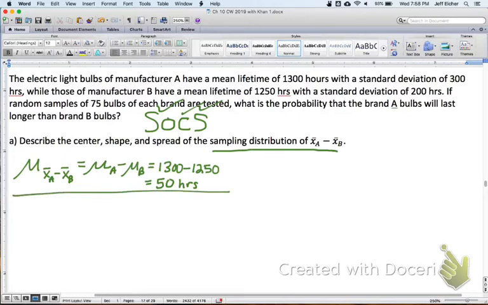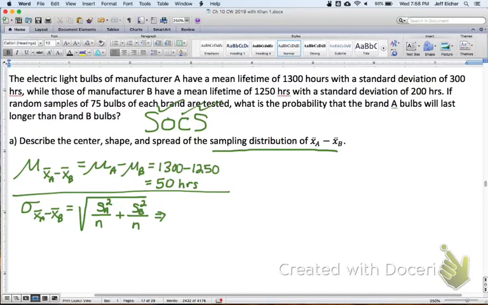We'll do the spread next. The spread, the standard deviation of x bar A minus x bar B, equals... Now we have a special formula that we use with sampling distributions of the difference in sample means. And that formula looks something like this: the square root of the sample standard deviation of A squared over n, plus the sample standard deviation of B squared over n.